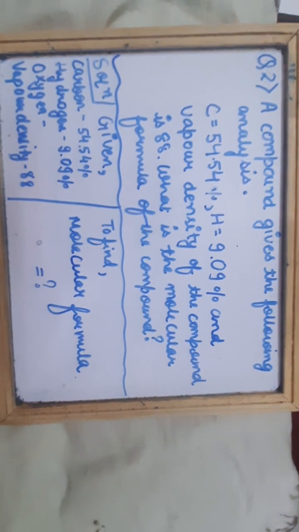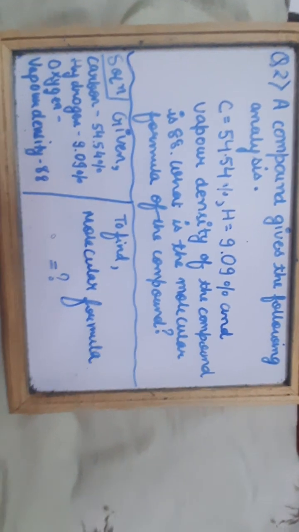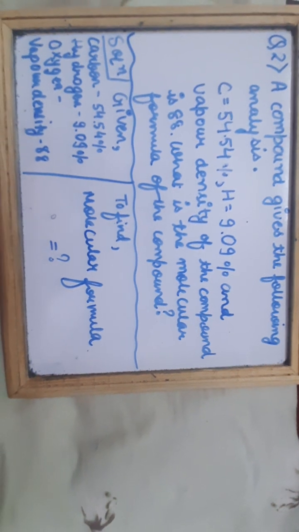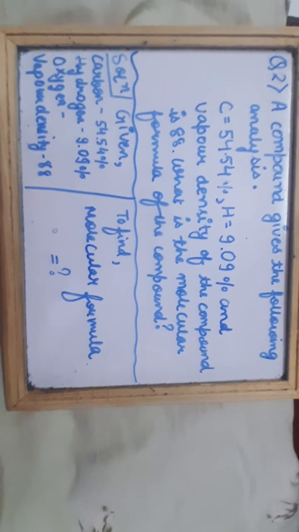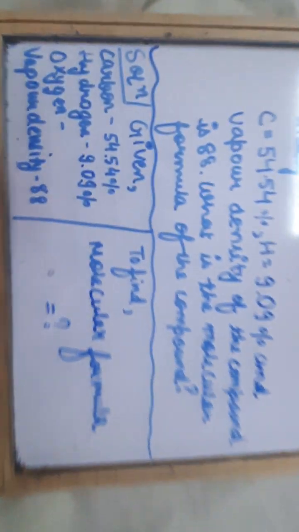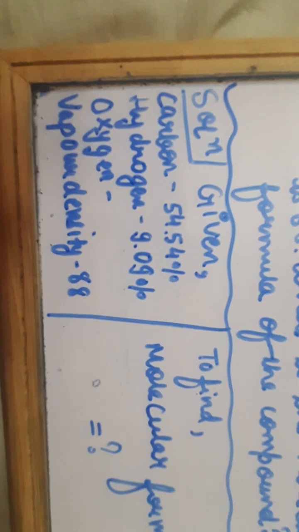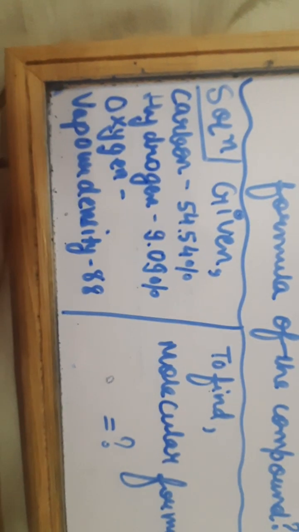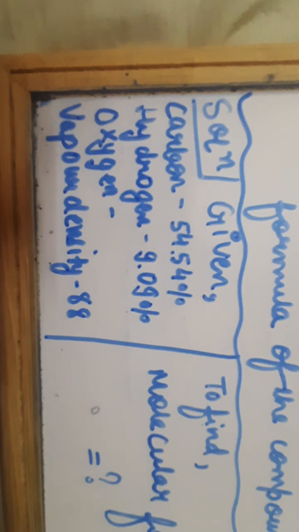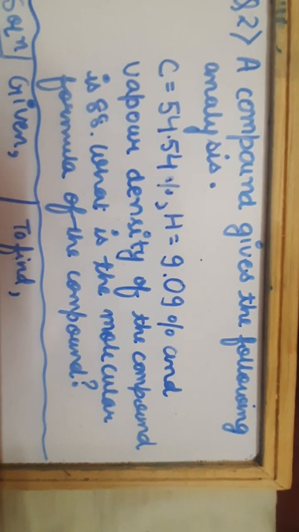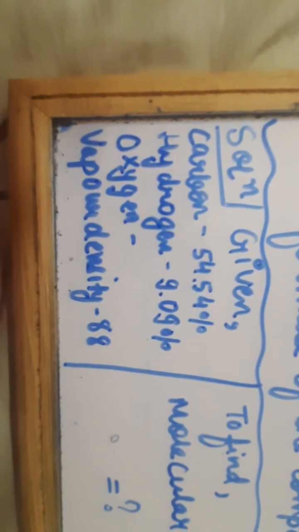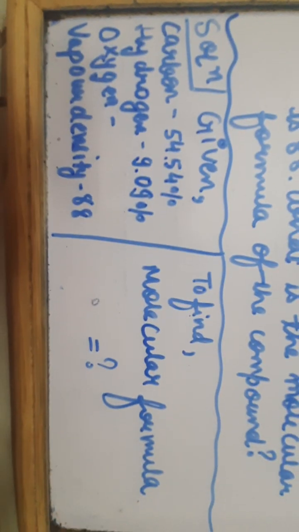A compound gives the following analysis: carbon 54.54%, hydrogen 9.09%, and the vapor density of the compound is 88. What is the molecular formula of the compound? So we are given carbon 54.54, hydrogen 9.09%, and vapor density 88. Why is oxygen written, when nothing is given for oxygen? Is oxygen there in the question? No.